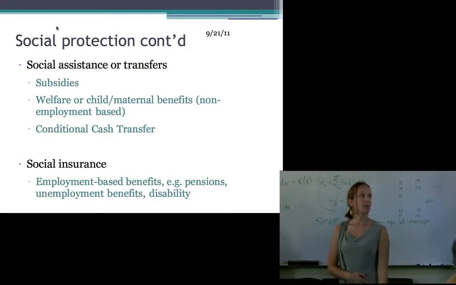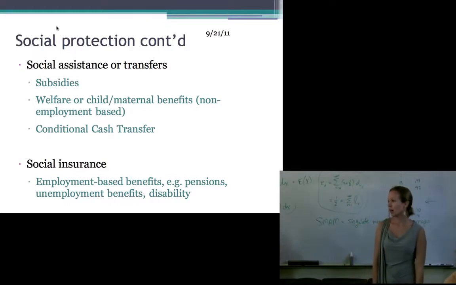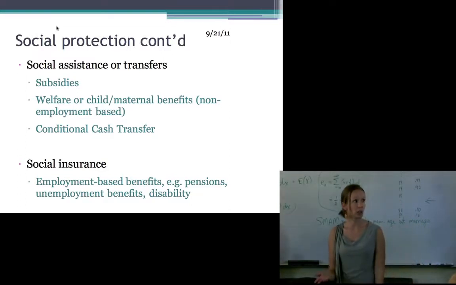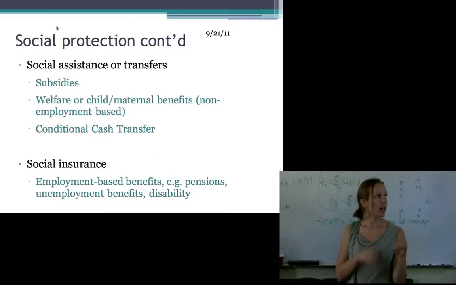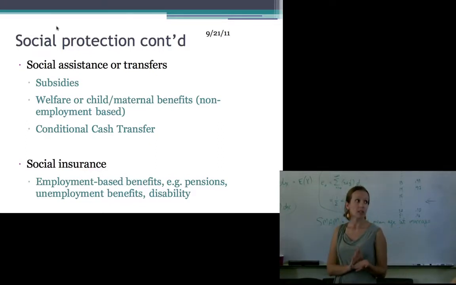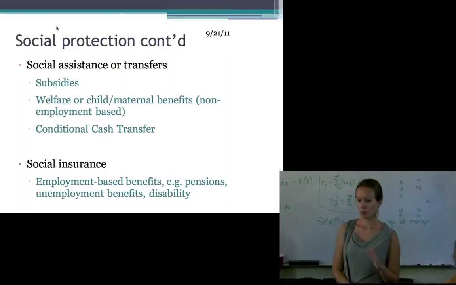The two basic categories that I'm going to talk about here are social assistance or social transfers. Examples of this are subsidies, welfare or child maternal benefits that are not based on employment, and the new development catchphrase after microfinance, conditional cash transfer, which basically provides poverty alleviation or subsidies for families who are conforming to certain things that the government or the NGO wants them to do. The other major category is social insurance, which is employment-based benefits, pensions, social security, unemployment benefits, disability, these kinds of things. Some sources will include in social protection things like health and safety standards, labor standards, microfinance, a whole catch-all of things. But I'm going to try and stay away from those today.